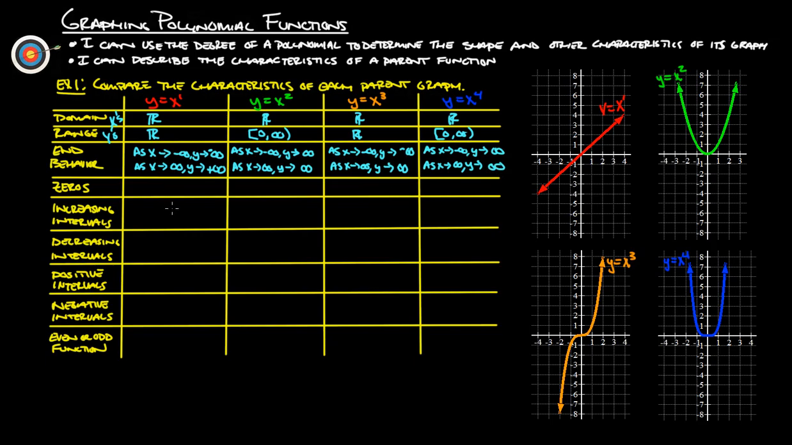Okay, the zeros. Where do these things cross the x-axis? Remember, zeros are x-intercepts, right? So look, 0, 0 there, 0, 0 right there, 0, 0, and 0, 0. So all of these x-intercepts are at x equals 0.